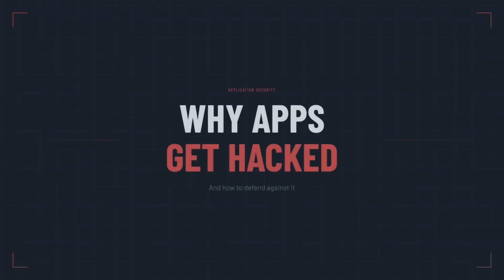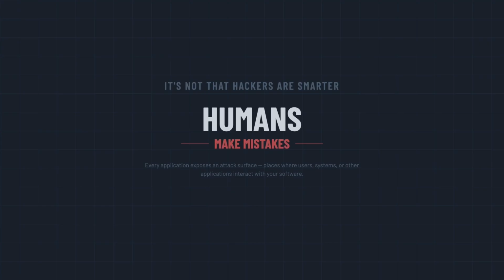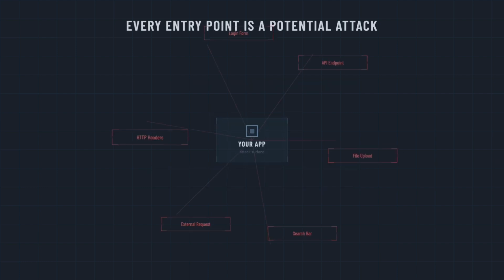before we start securing our application, let's answer a much more important question. Why do applications get hacked in the first place? The answer isn't usually because hackers are smarter than developers, it's because software is built by humans and humans make mistakes. Every application exposes an attack surface, a collection of places where users, systems, or other applications interact with your software. Every login form, every API endpoint, every file upload, every search bar, every request coming from the internet. Each one is a potential entry point.